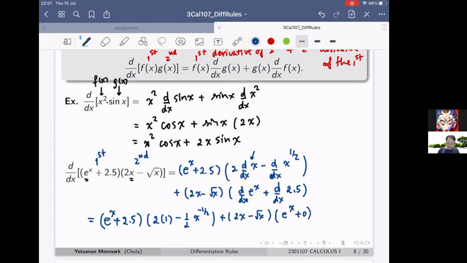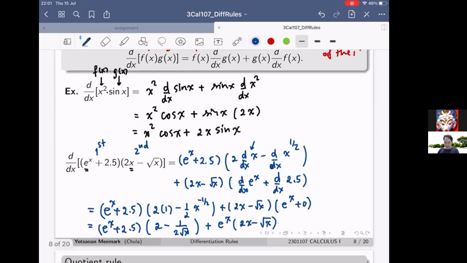If you want, you can further rewrite this into 2 minus 1 over 2 square root of x, and the other factor is simply e to the x multiplied by 2x minus square root of x. Again, the earlier form is good enough to be your final answer, if we don't ask you to do further simplification.